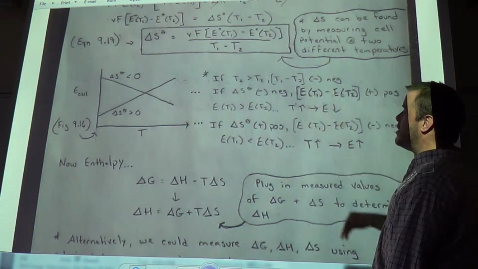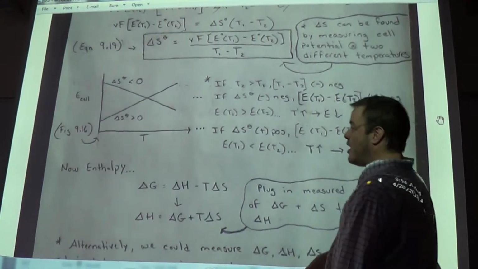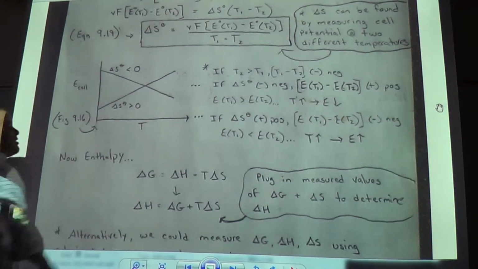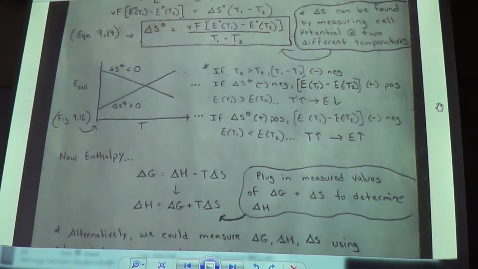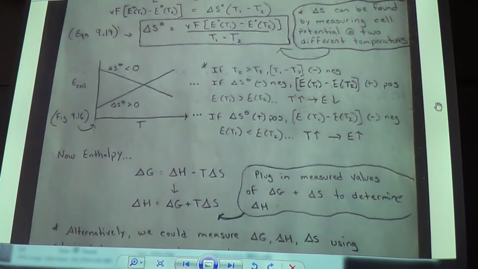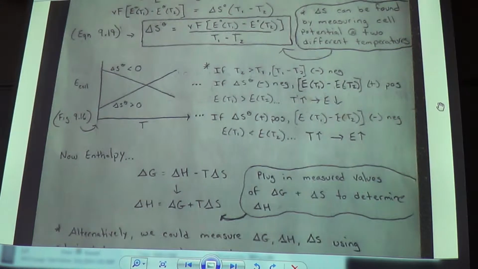So basically, what you find out is that if the delta S for the reaction is less than 0, so entropy is decreasing in the course of the reaction, then as T increases, the cell potential decreases. If delta S for the reaction is positive, then as you increase T, the cell potential increases. There's something about entropy and temperature. Things that have high changes in entropy tend to be more favorable at larger temperatures. We've seen that a couple times in this course.